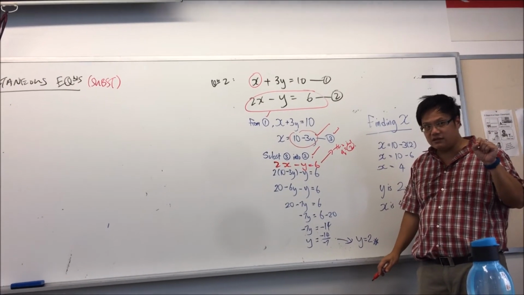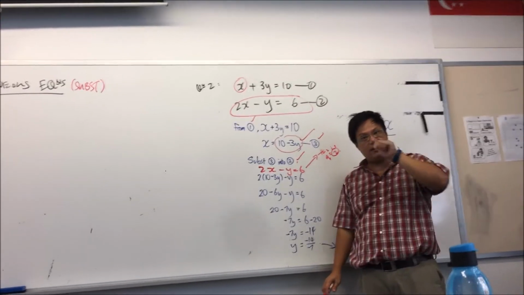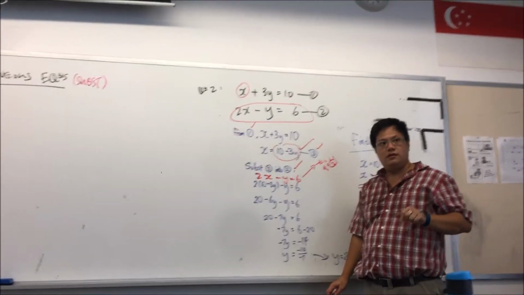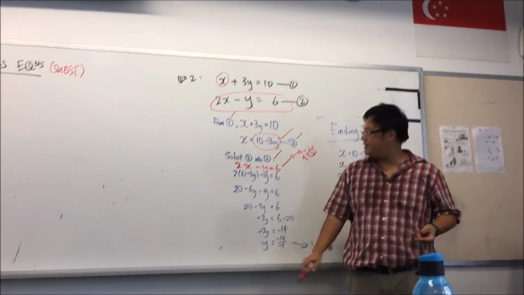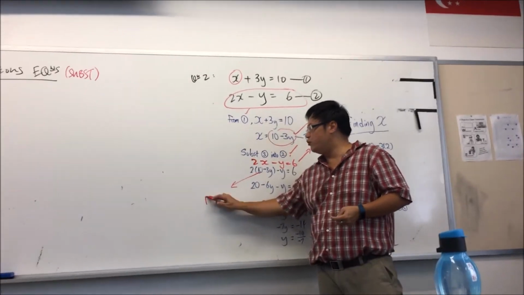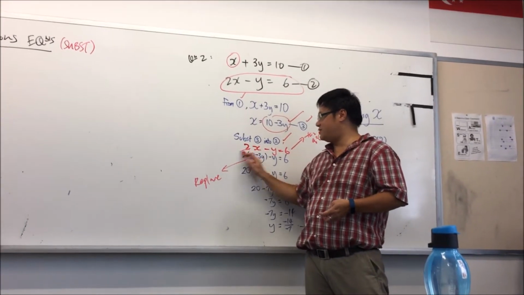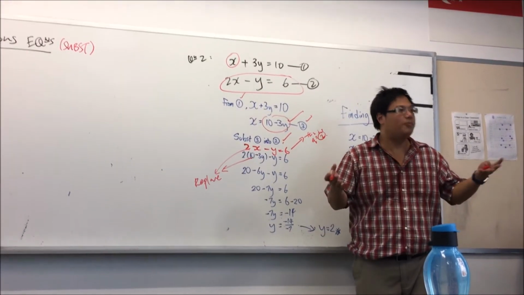Guys, do you understand what I'm saying? Are you understanding now? Oh, so you just rewrite. Yeah, just rewrite. Replace. Another word I can use is replace. You replace the x with 10 minus 3y. Just copy paste it.